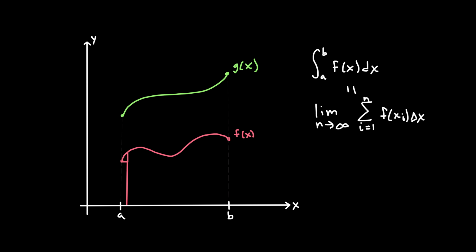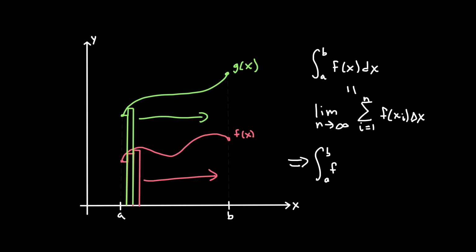Using this definition, we can see that the integral of f of x over ab is the limit of a sum of areas of rectangles whose heights are all less than or equal to the corresponding heights of the rectangles used to compute the integral of g of x over ab. Therefore, the integral of f of x over ab is less than or equal to the integral of g of x over ab.